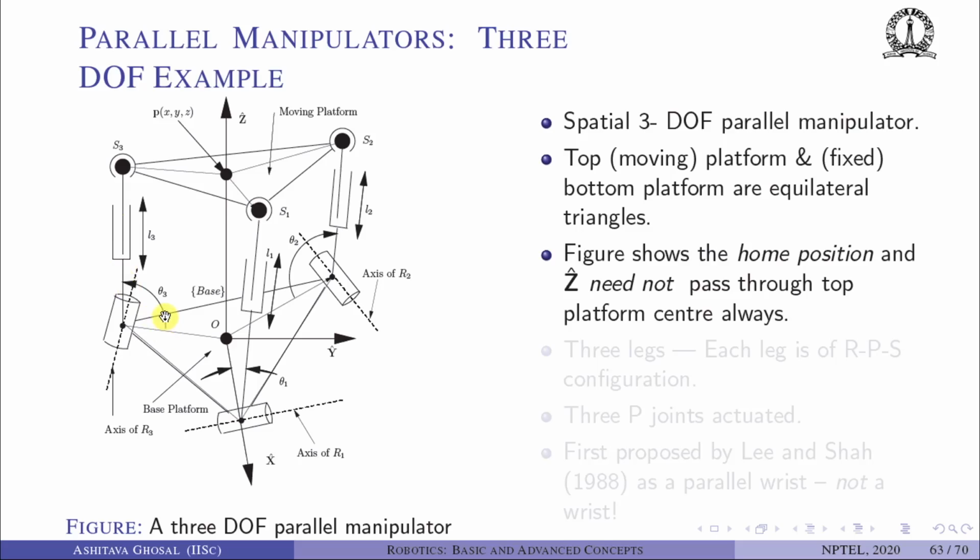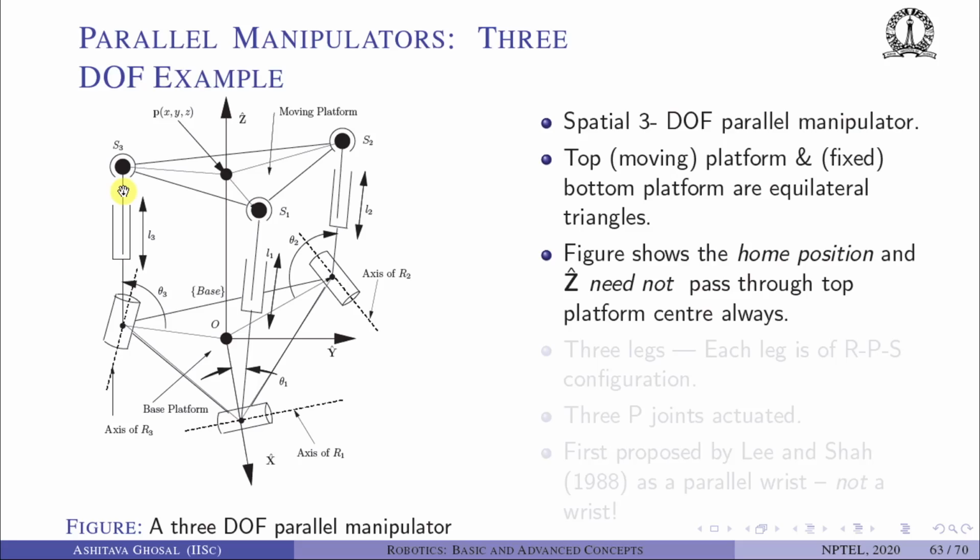Okay, so the orientation of this link is given by theta 3. The translation along the prismatic joint is L3, and then this is S3. Likewise, we have R1, L1 and S1. Okay, and then we have R2, then one prismatic joint which is determined by L2, and this is S2. And the rotation is theta 1 here. This is theta 1 for the first chain. This is theta 2 for the second chain and theta 3 for the third chain.